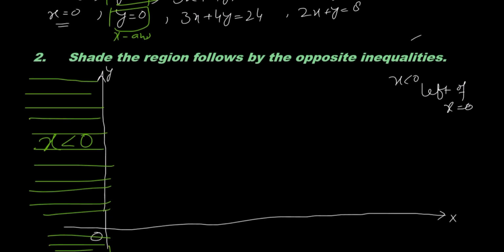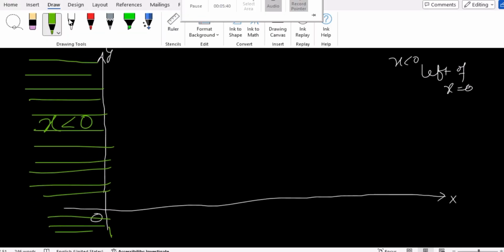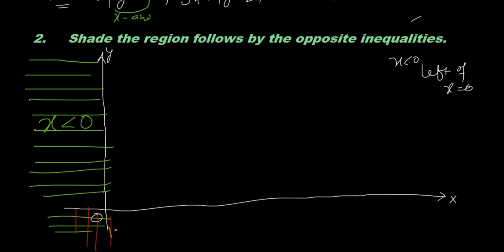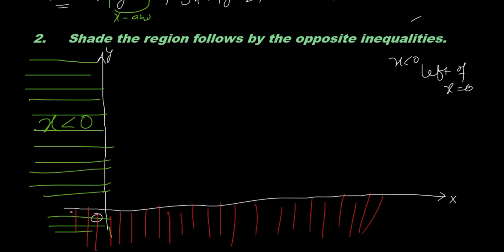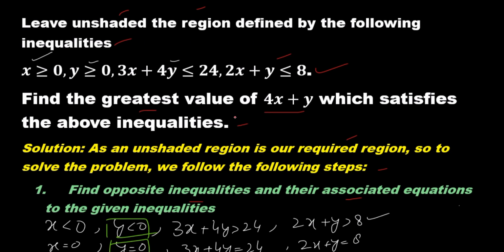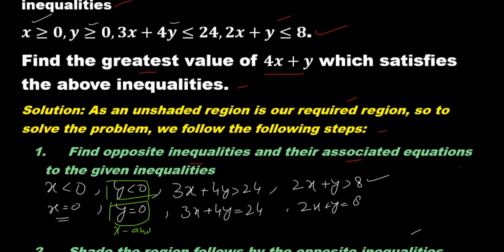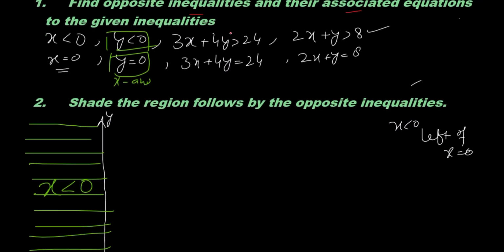So now your graph lies below the x-axis. Below the x-axis means the graph lies in this region, that is the fourth quadrant and third quadrant. So this region represents y less than 0. Next one. The next two inequalities consist of two variables x and y both. So for this we will convert this equation into two intercept form.